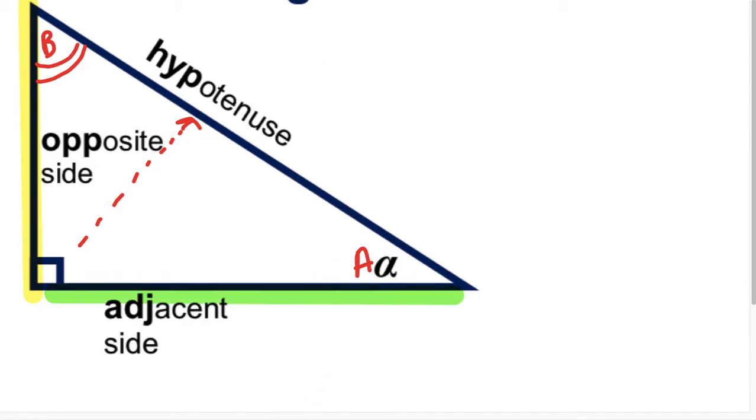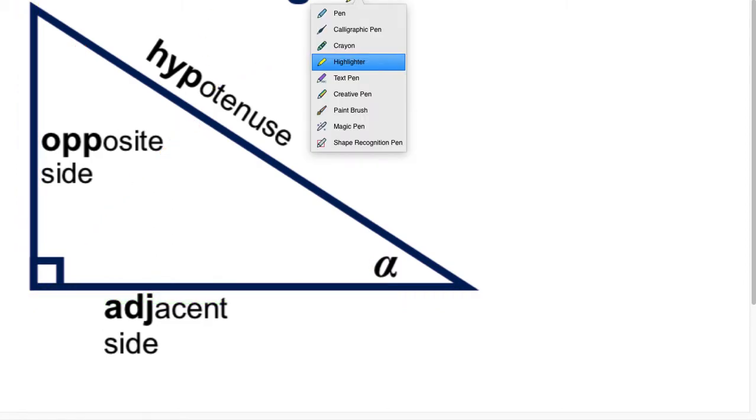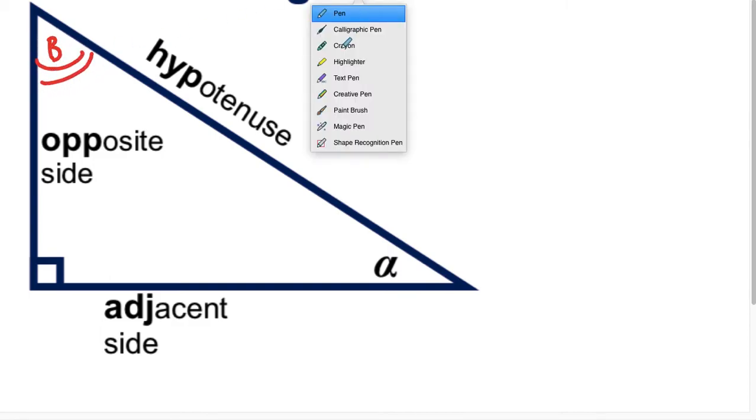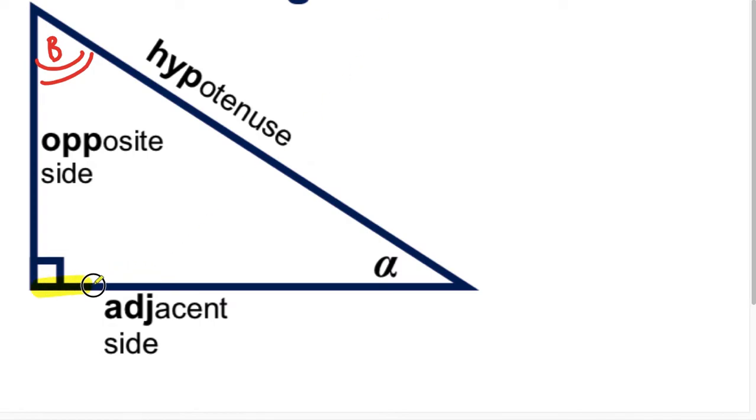Now I'm going to erase that. Based on angle B, the opposite side, which I'm going to highlight yellow, is now this side, and the adjacent side to angle B is now this side. So you have to learn the three names: opposite, adjacent, and hypotenuse. The hypotenuse never changes because it's always across from the 90-degree angle. All right, so let's begin.